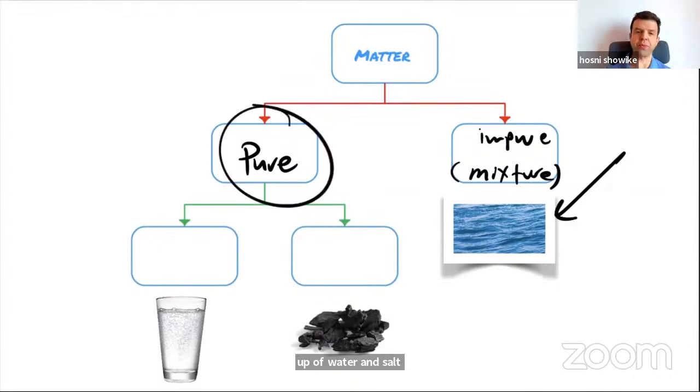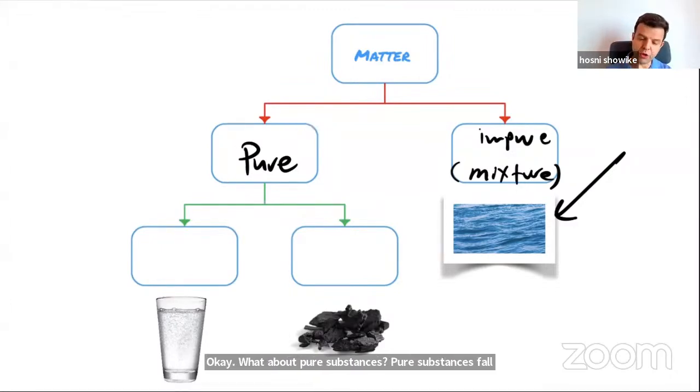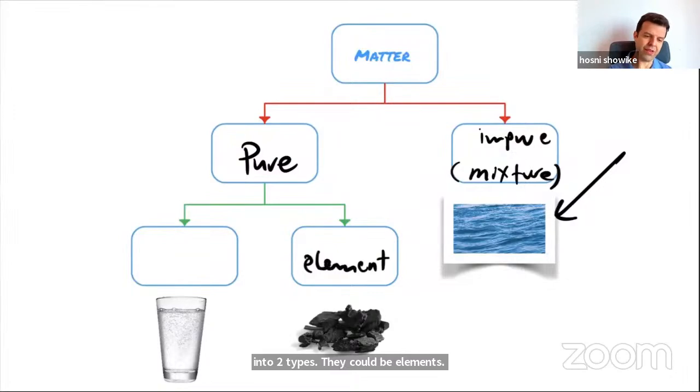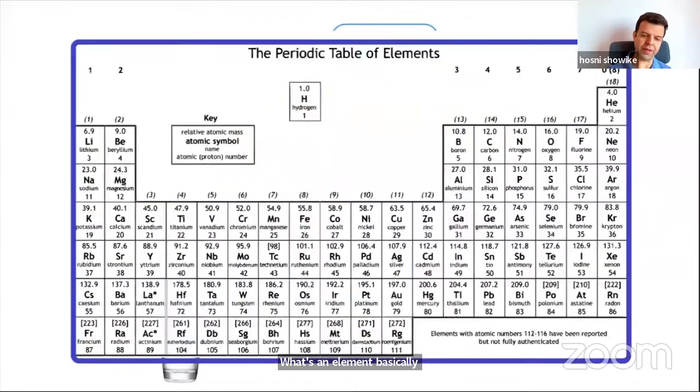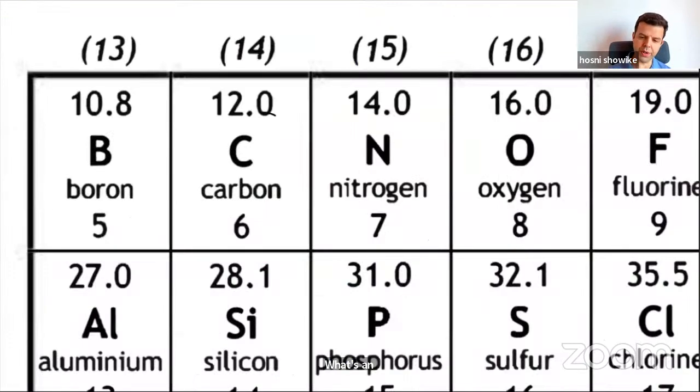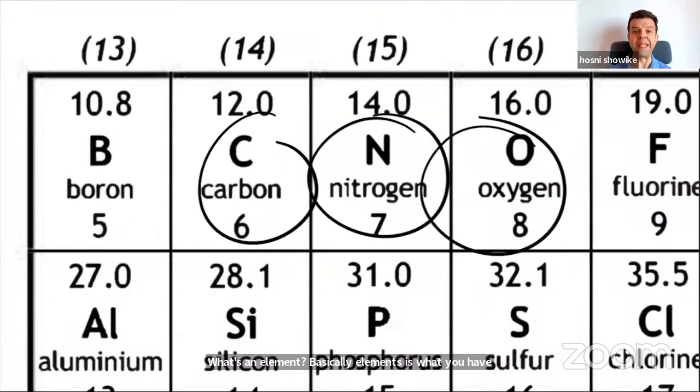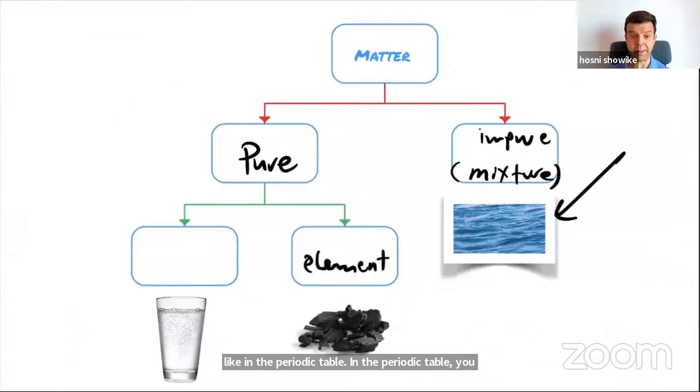What about pure substances? Pure substances fall into 2 types. They could be elements. What's an element? Basically, elements are what you have in the periodic table. In the periodic table, you have carbon, nitrogen, oxygen. These are elements, all right?